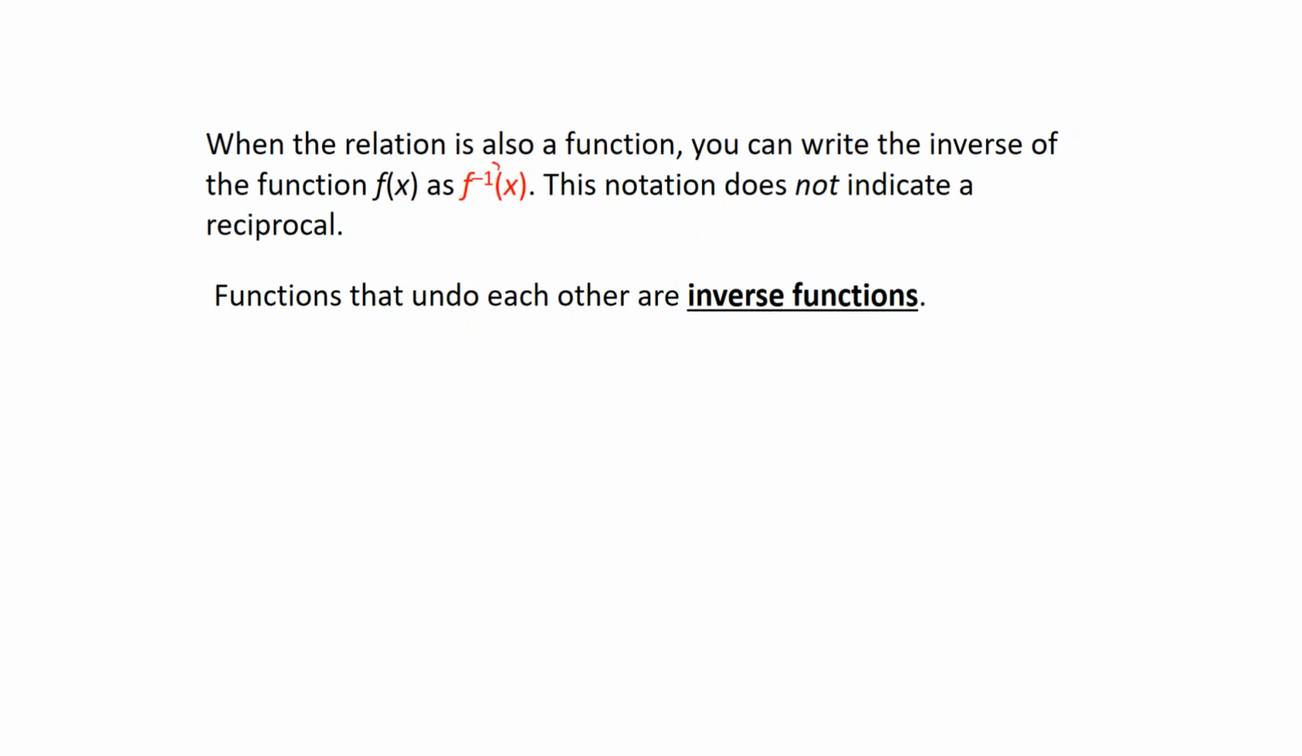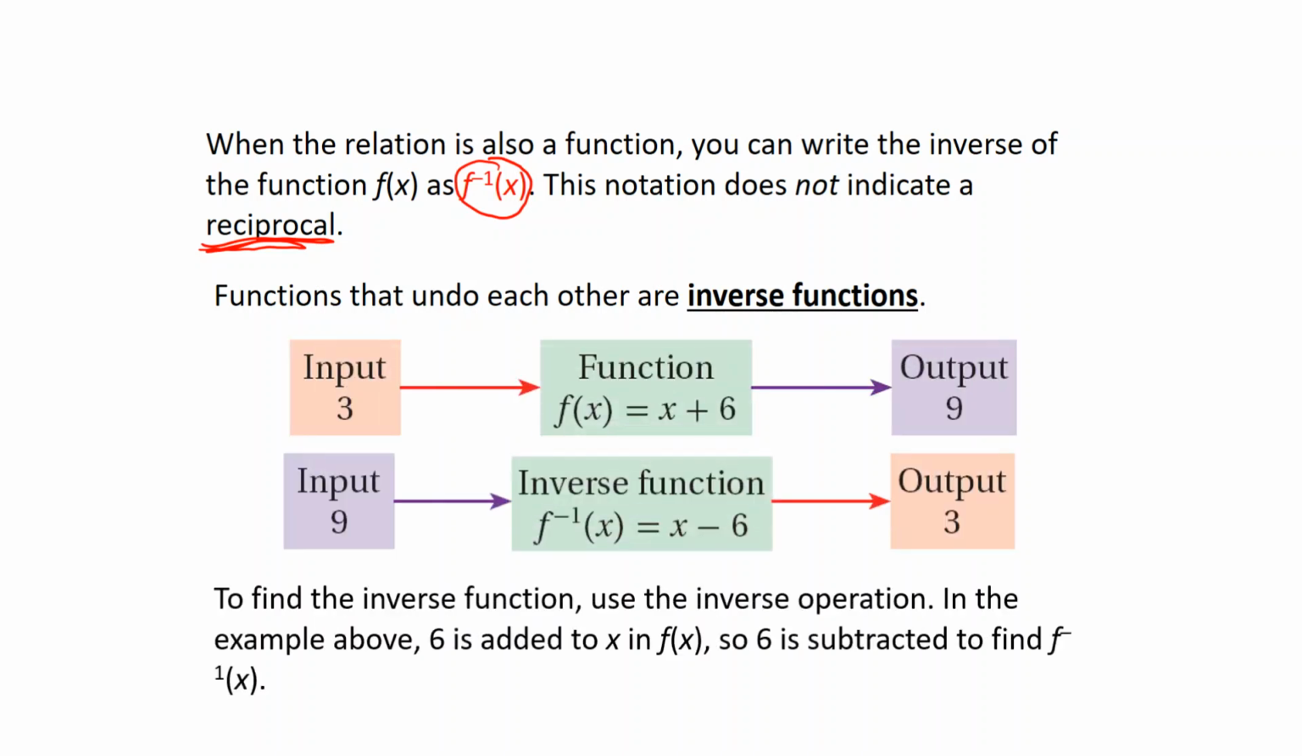as f negative 1 of x. Now notice this does not indicate reciprocal, and it doesn't even indicate an exponent. It's just a way of labeling so that you know the difference between the function and the inverse of the function. Functions that undo each other are called inverse functions. And what that means is the following.